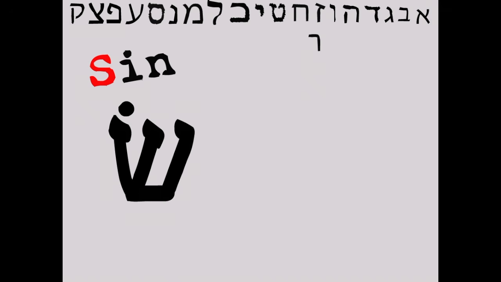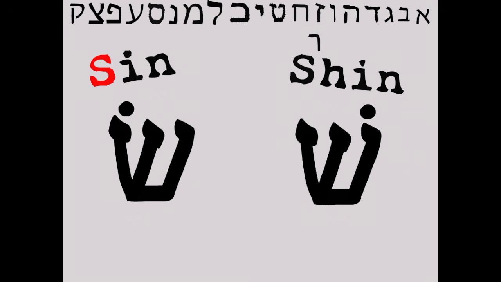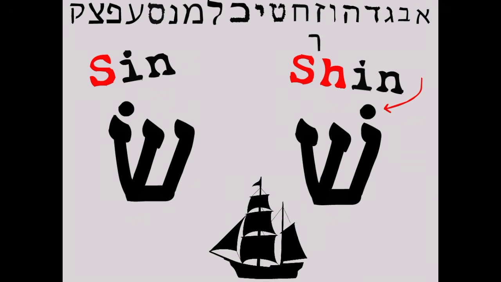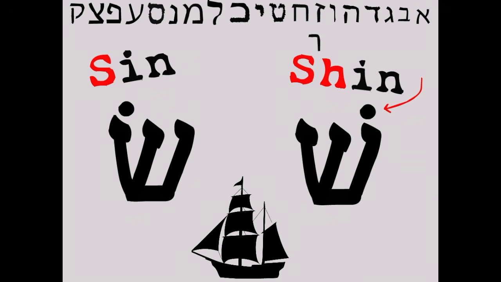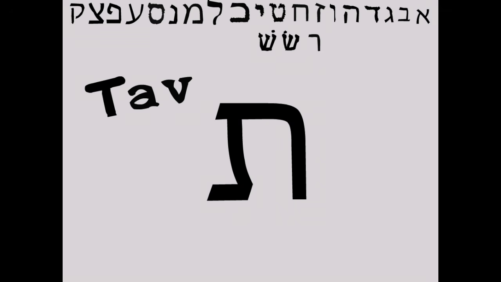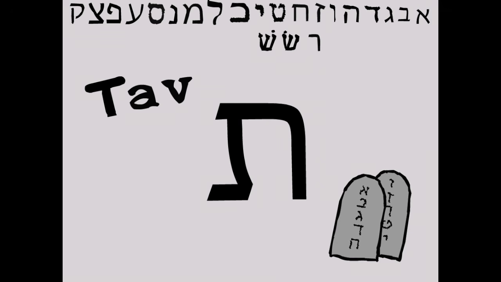Following Sin is the letter Shin. Shin looks very similar to Sin, but notice that the dot above the letter is on the right side instead of the left. Shin makes an SH sound, as in the word ship. And finally, we come to Tav. Tav is the last letter in the Hebrew alphabet, and it makes a T sound, as in tablet, just like the letter Tet does. Tav.